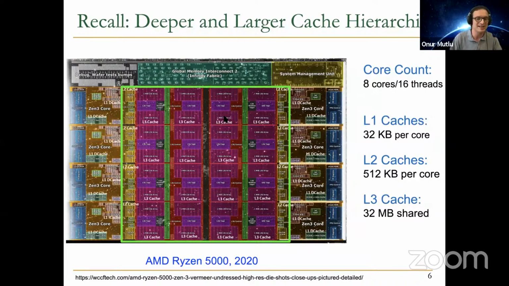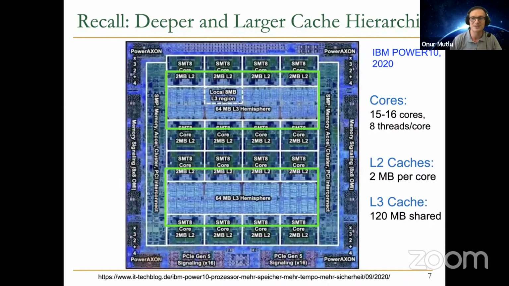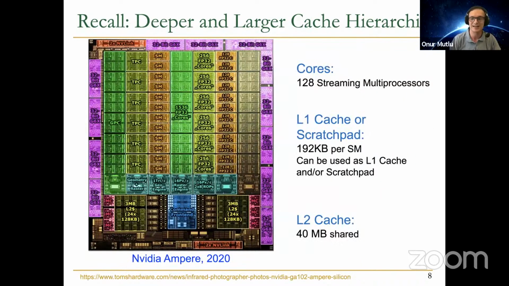AMD Ryzen is another example. Clearly, cache hierarchies are becoming larger, but prefetchers are also becoming more and more important in these hierarchies. And I've already given you examples of Power 10 and NVIDIA as well.